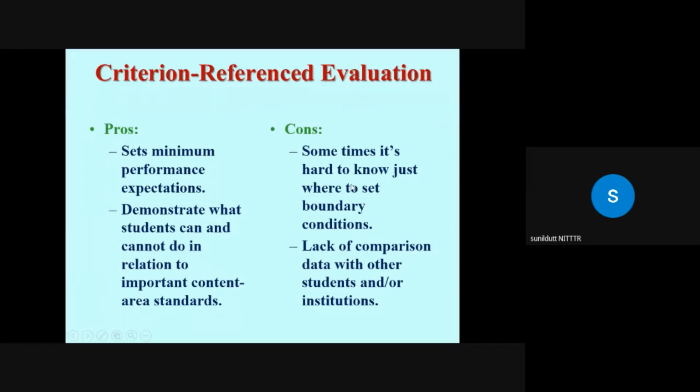Some of the arguments which are not in favor, that sometimes it is difficult to know just where to set the boundary condition. जैसे मैंने बोला ना कि 100% करेक्टली, तो आपको देखना है कि मेरे स्टूडेंट का लेवल क्या है, क्योंकि अगर आप 100% के पीछे चलते जा रहे हैं, तो you have to repeat the topic again and again. That is not feasible.